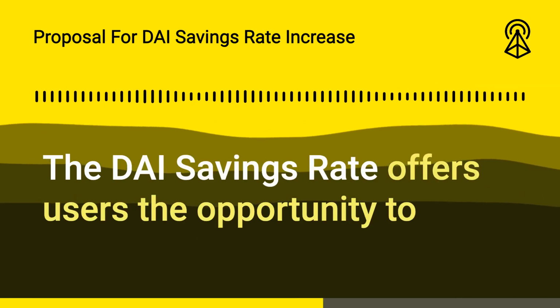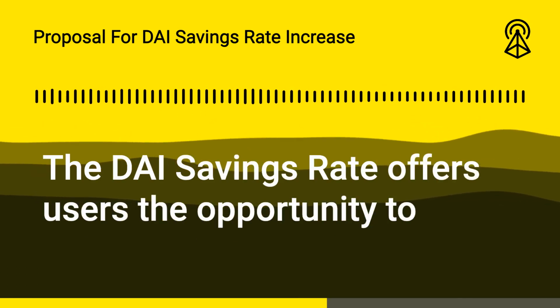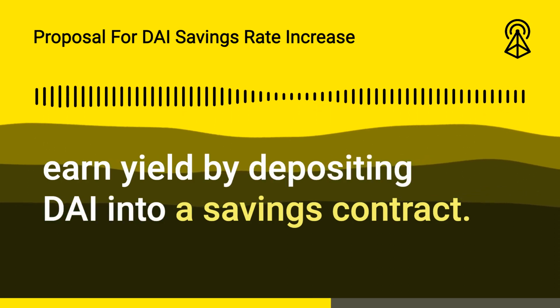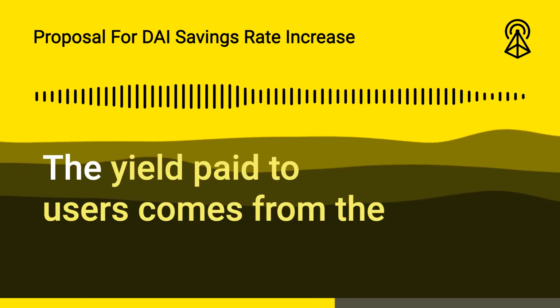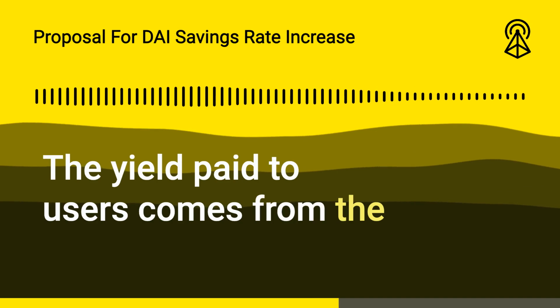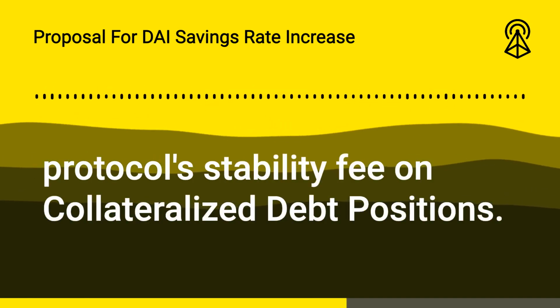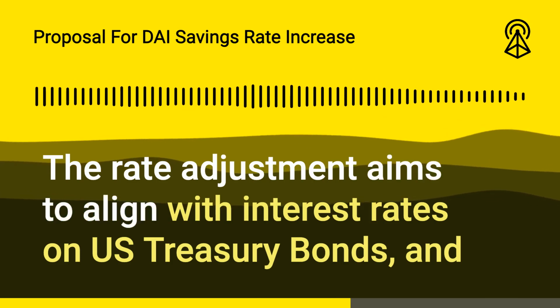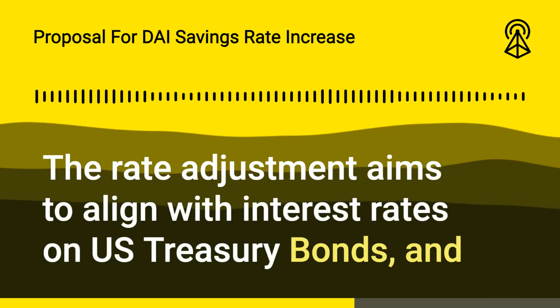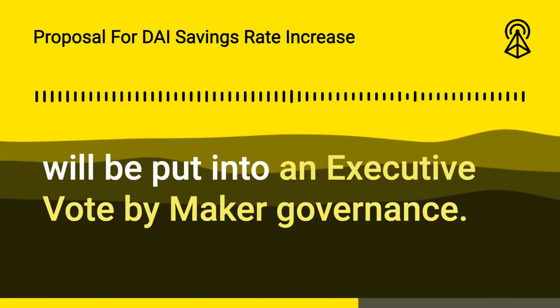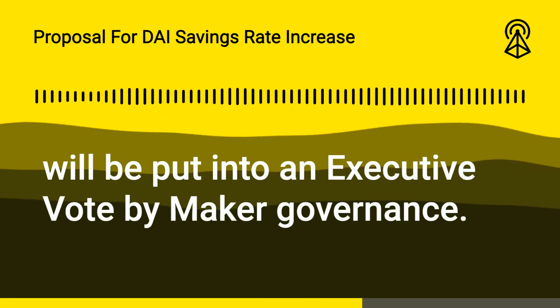The DAI savings rate offers users the opportunity to earn yield by depositing DAI into a savings contract. The yield paid to users comes from the protocol's stability fee on collateralized debt positions. The rate adjustment aims to align with interest rates on U.S. Treasury bonds, and it will be put into an executive vote by Maker governance.